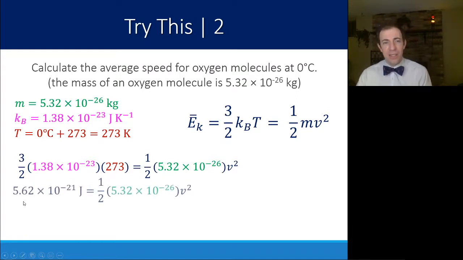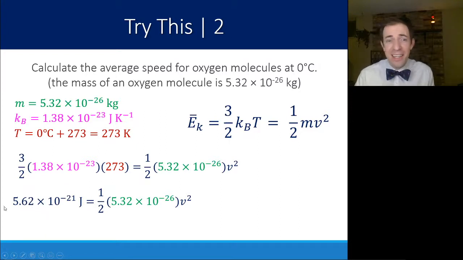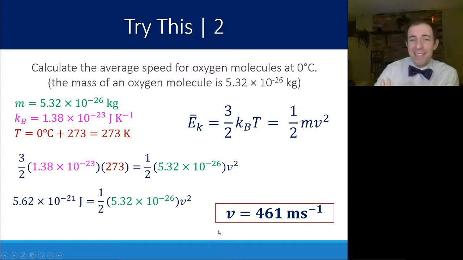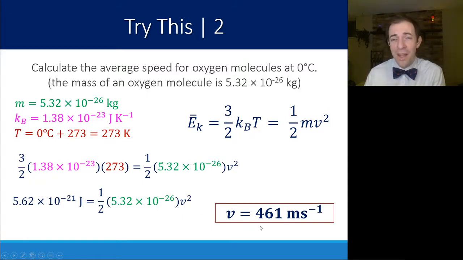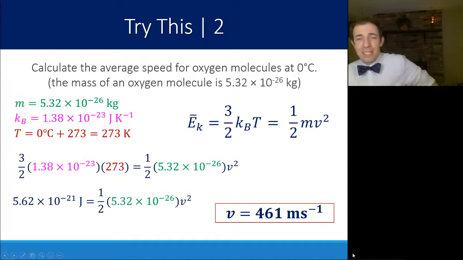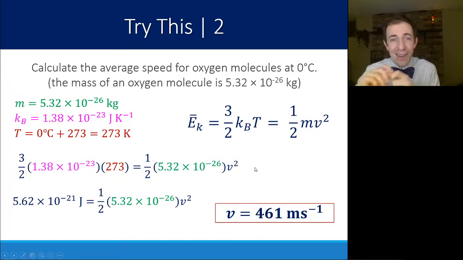Solving for the kinetic energy, that is a pretty small kinetic energy, 5.62 times 10 to the negative 21, but it's a tiny mass, which means that if I solve this for the velocity, multiply both sides by 2, divide both sides by the mass of an oxygen molecule, and then take the square root, I get a velocity of about 461 meters per second. That's really, really fast, faster than the speed of sound. But that is our average speed for an oxygen molecule at the freezing point of water.